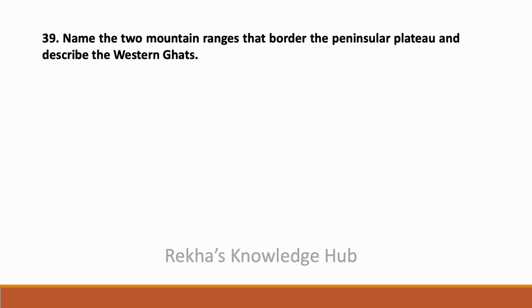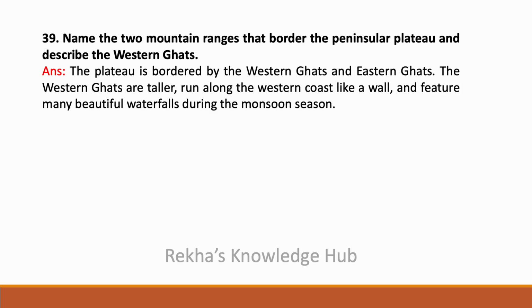Name the two mountain ranges that border the peninsular plateau and describe the Western Ghats. The plateau is bordered by the Western Ghats and Eastern Ghats. Then describe the Western Ghats. The Western Ghats are taller, run along the western coast like a wall and feature many beautiful waterfalls during the monsoon season.